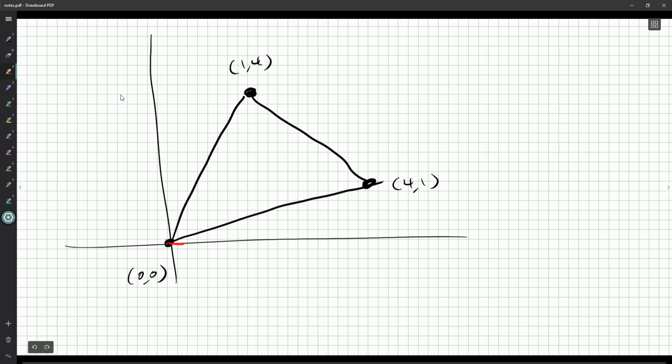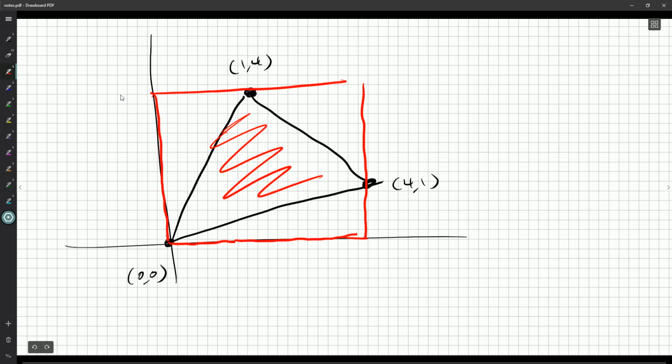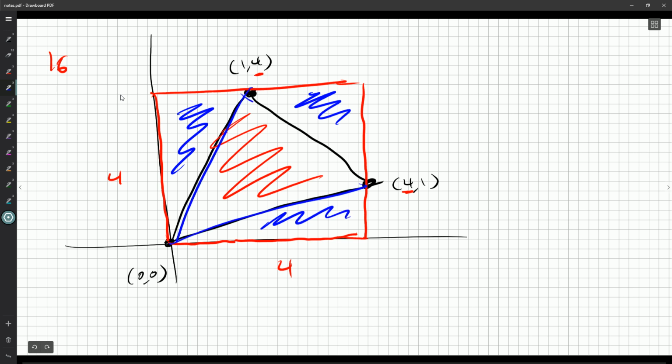But here's what I'm going to do. It's kind of hard to work out the area of a triangle just out in the open, so I'm going to put it in a nice little box. This box has a height of 4 and a width of 4, so it's a 4 by 4 square. The total area inside the red box is 16. Now I'm going to cut away these triangles, get rid of their area, and what's left is this area. And all I need to do then is double that.